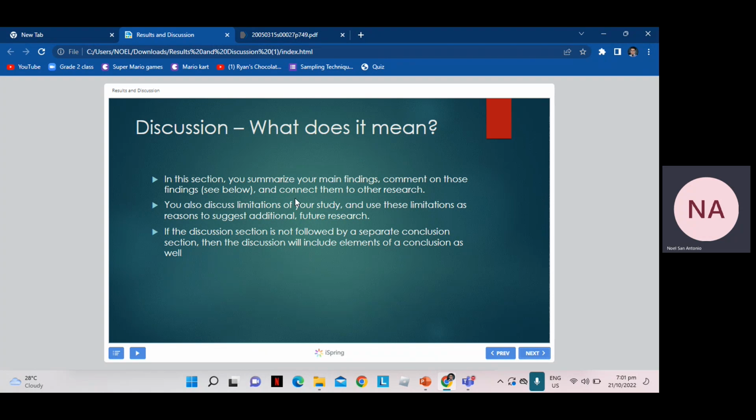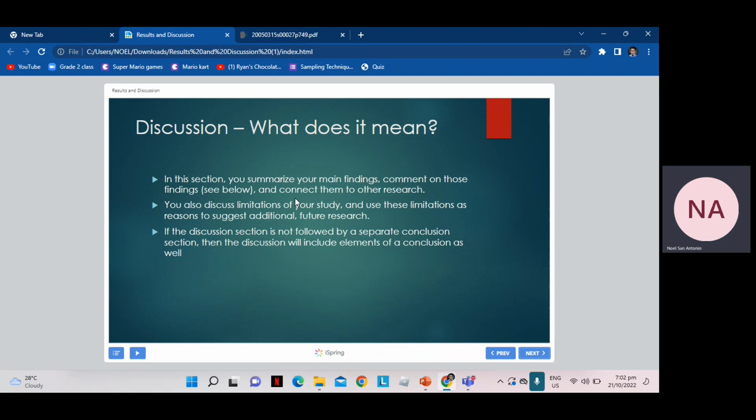Now, if you have an opposite or different finding from the previous findings of previous authors, you will also have to comment on that. Why do you think you had a different finding? Okay? Now, you also discuss the limitations of the study here in your discussion, and you may use these limitations as reasons to suggest additional and future research.